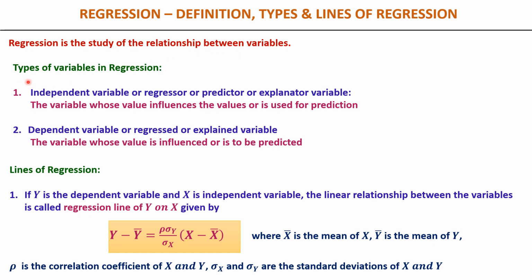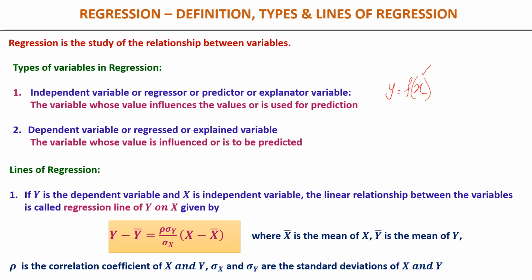So what are the two types of variables that we study in regression? One is an independent variable and the other is a dependent variable. As the name goes, the independent variable is that variable whose value influences the other values, or is used for prediction. So normally when we talk about the independent variable, in general mathematics we represent x to be the independent variable and y to be dependent on x.